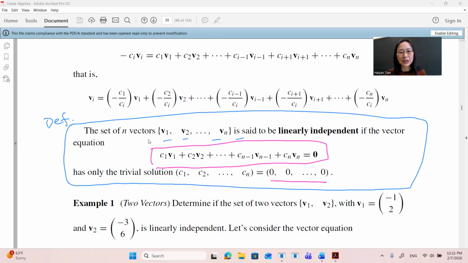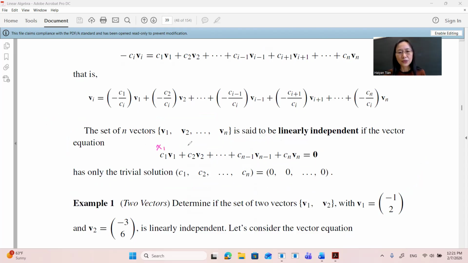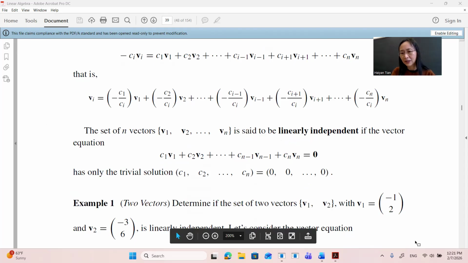And if you prefer to use x1, that's fine. If you put x1, x2 instead of c1, c2, that's just another way to represent the same system, right? So again, same thing: see if the homogeneous system has only the trivial solution. So we can check independence of vectors using this definition.